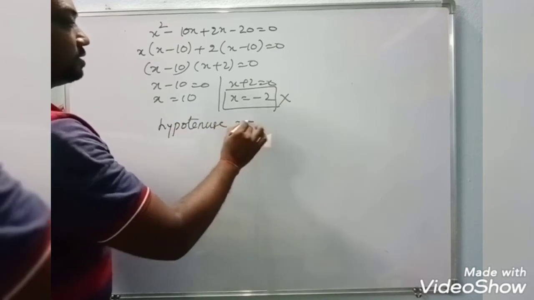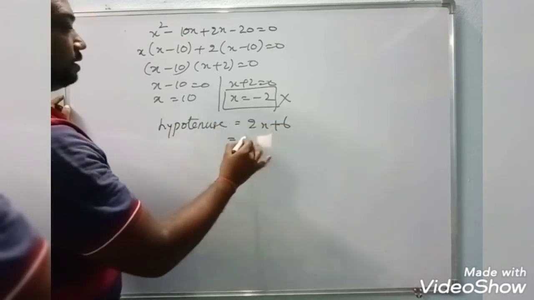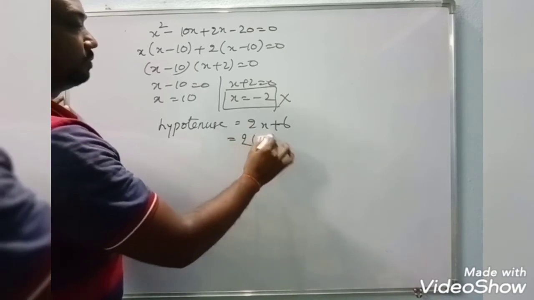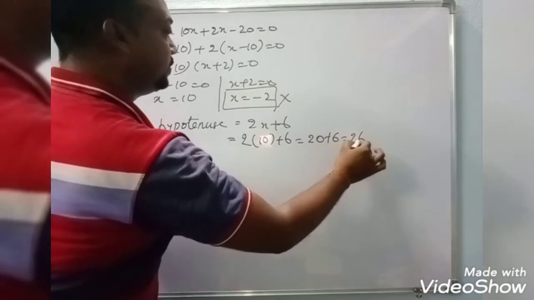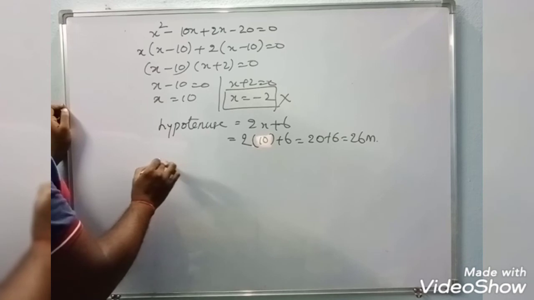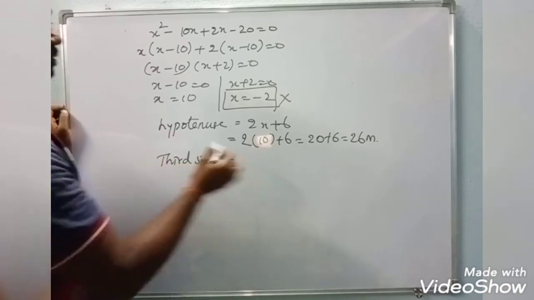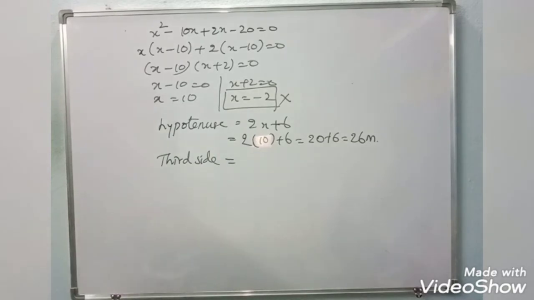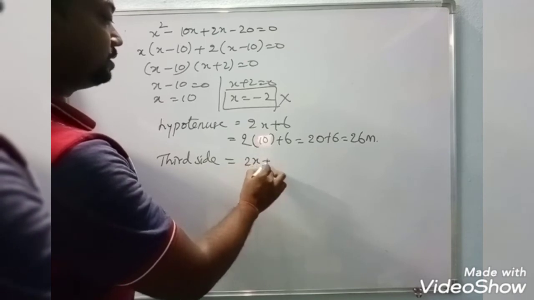So hypotenuse is nothing but 2x plus 6 as per the problem. X value is 10 plus 6, that is 20 plus 6, which is nothing but 26 meters. Next after that we have to find the third side. Right, now what is the third side here? Third side is nothing but 2x plus 4.